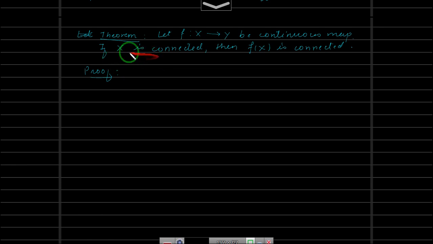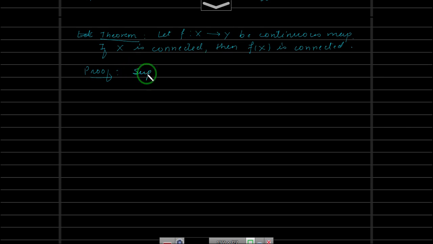So to show that something is connected, we will assume to the contrary that f(X) is not connected. Remember, in proving any theorem, we need to see what our hypothesis is and what should be proven, what our conclusion is. In this case, our hypothesis is that f is a continuous map and X is a connected space. So let us assume that f(X) is not connected.